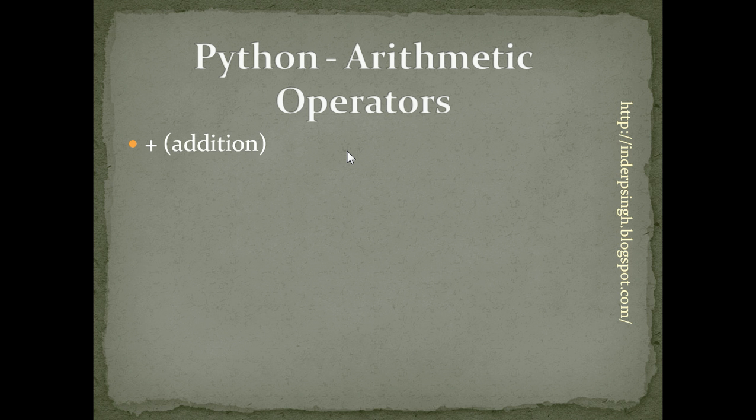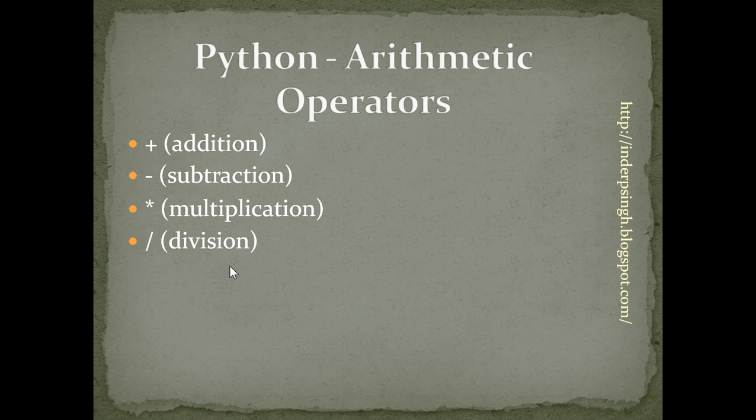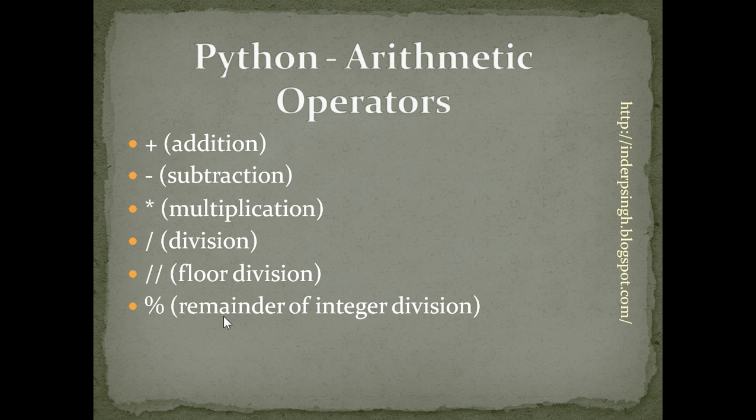We have operators for addition, subtraction, asterisk for multiplication, slash for division, two forward slashes for floor division or integer division, percent for remainder of integer division, and two asterisks for power. Now let us see these in action in Python.